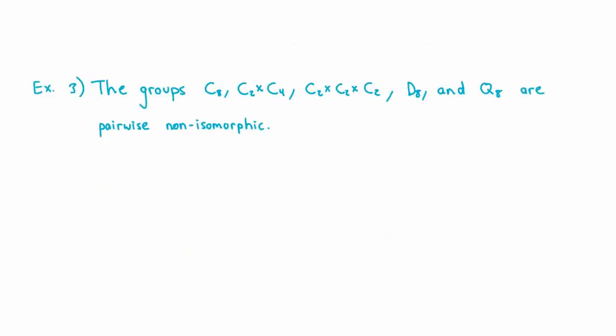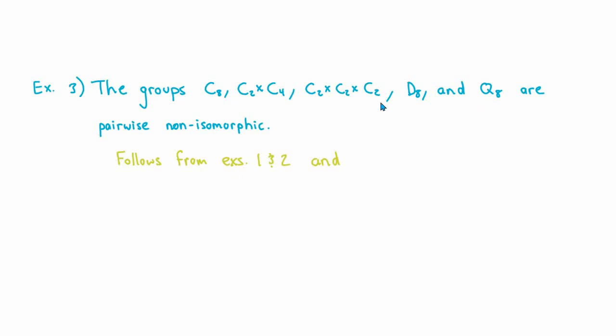For an example of how this property can be useful, let's come back again to our 5 groups of order 8, and let's show that all 5 of these groups are pairwise non-isomorphic. Well, in examples 1 and 2 in this video, we already showed that the first 3 groups here are pairwise non-isomorphic, and that D8 and Q8 are non-isomorphic.